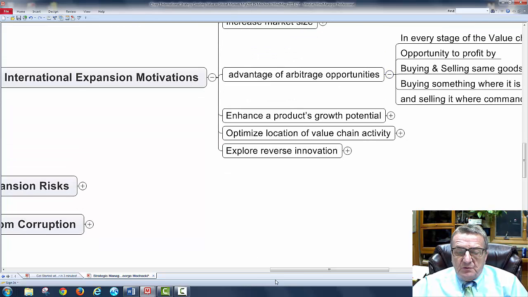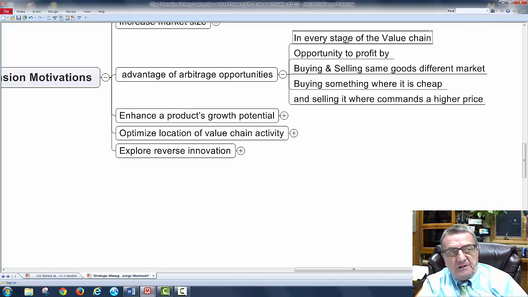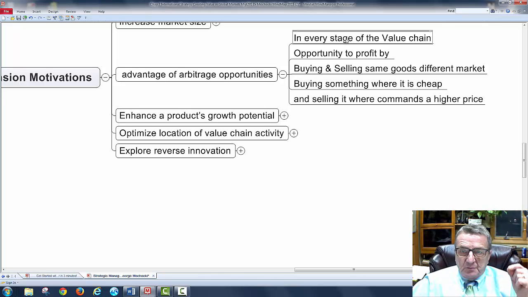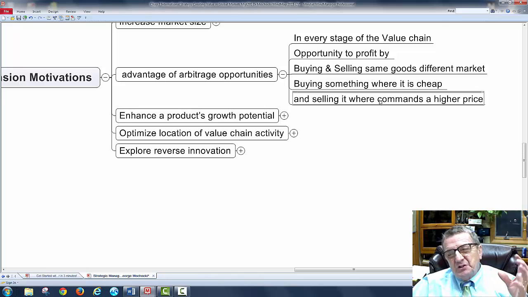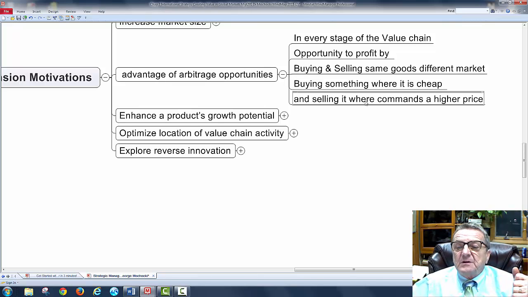When I look at those bridge opportunities, let's look at this in every stage of the value chain. When they talk about the value chain, I'm looking at the logistics distribution, from everyone who touches my product or service. How do I get it out? How do I make it? Opportunity to profit by buying and selling the same goods in different markets: buying something where it's cheap, and I hate to use the word cheap, inexpensive or a better cost for my product, and selling it where it commands a higher price.